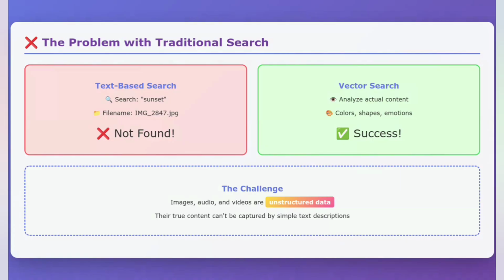This is where multimedia content gets tricky. Images, audio, and videos are unstructured data. Their true content, the colors, shapes, sounds, emotions, can't be captured by simple text descriptions. That's exactly why we need vector search, a way to understand and search multimedia content based on what it actually contains, not just what someone wrote about it.